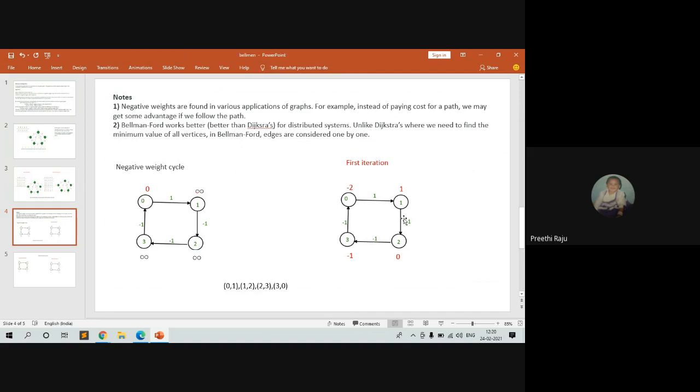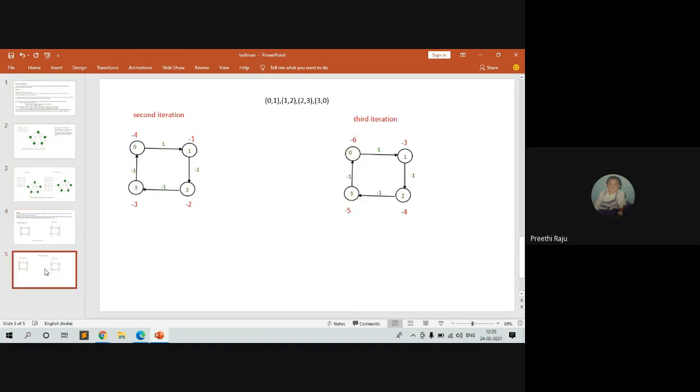And then if we calculate 1 to 1, we have to find the edges like that. 1 minus 1 will get 0. And 2 to 3, we have to calculate this. 0 minus 1, 1. Like that, the iterations will go on.